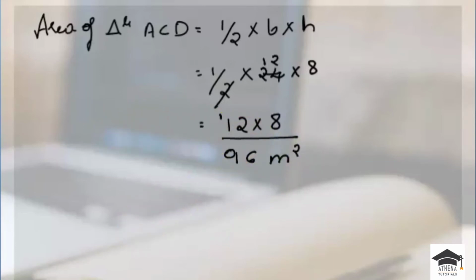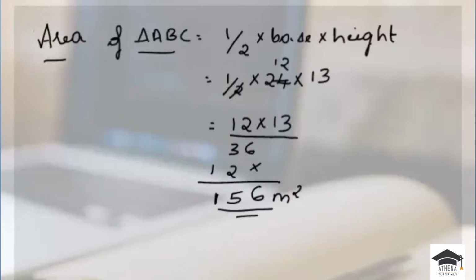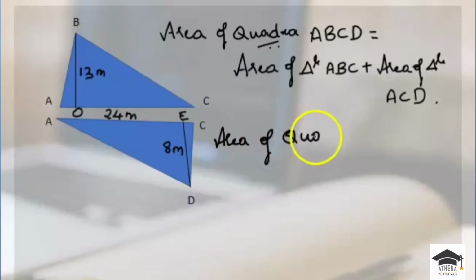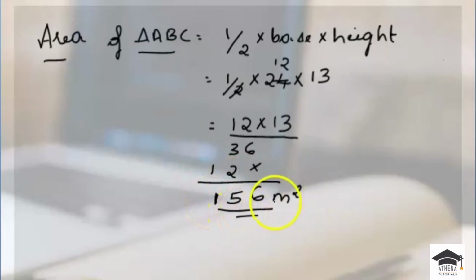Now we got to know the area of triangle ABC and area of triangle ACD. If we substitute these two values and add, we will get the area of quadrilateral ABCD. Right? Let's substitute the values. Area of quadrilateral ABCD is equal to area of triangle ABC, that is 156 meters square.